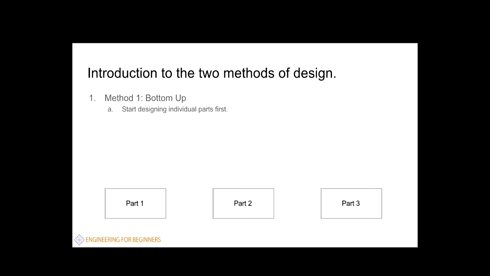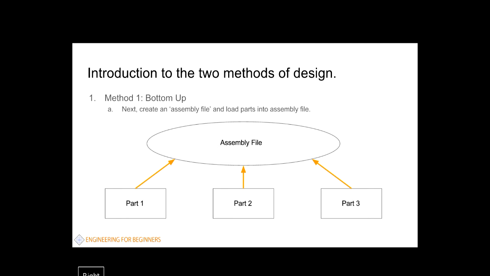In the case of our coffee table, this would be, for example, an individual table leg, or maybe the tabletop. But each of them are individual components at this point. After that, we create a different file, an assembly file, and we load the individual parts into the assembly file. And this is where we would check them for fit or interference and make sure everything lines up okay.